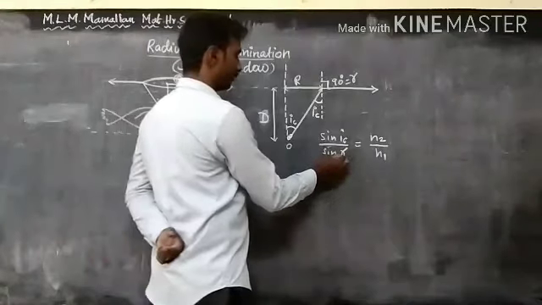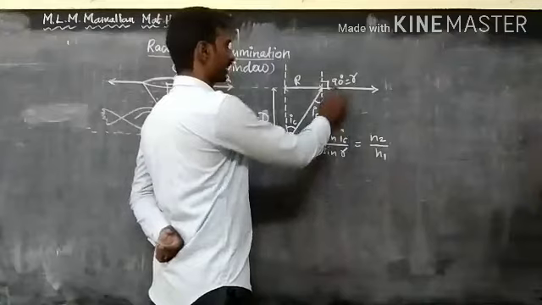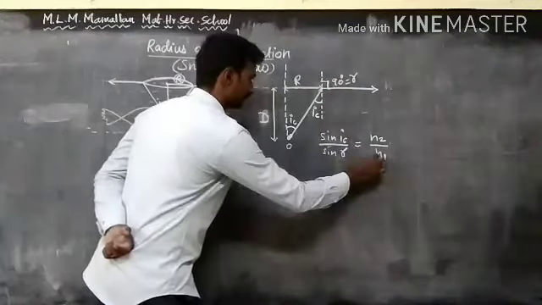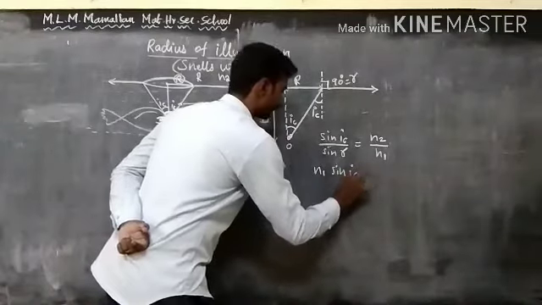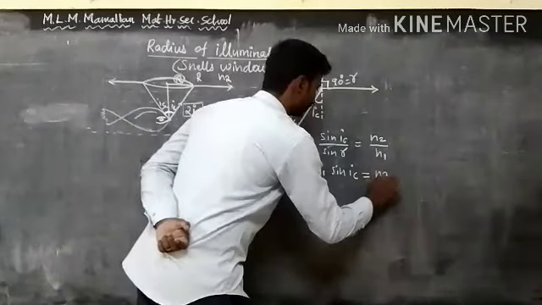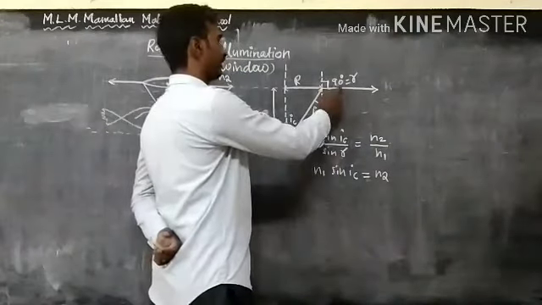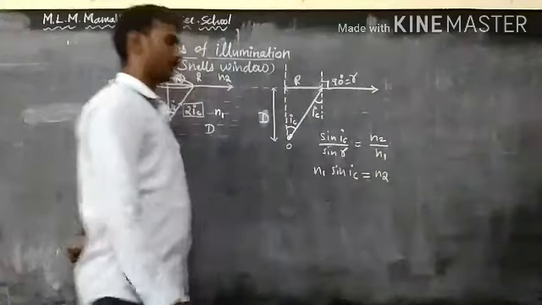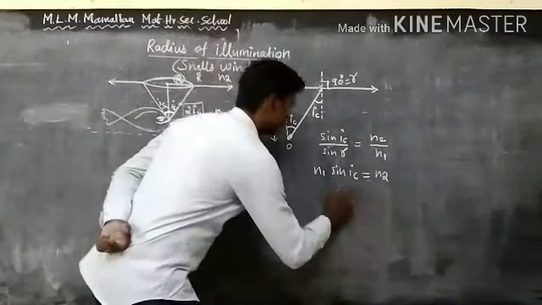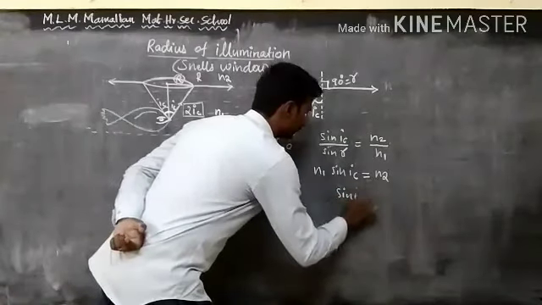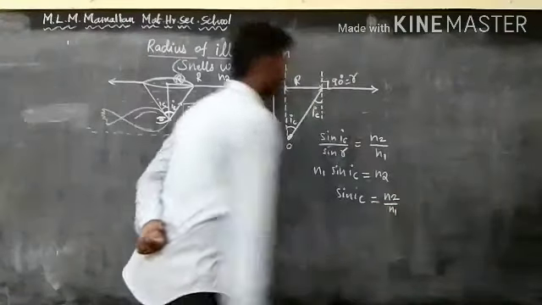Then you know very well that at the critical angle of incidence, the angle of refraction becomes 90 degrees. Then cross multiplying, N1 sin IC is equal to N2 sin R. The value of the refracted angle is equal to 90 degrees, then sin 90 becomes 1. Therefore, sin IC is equal to N2 by N1.